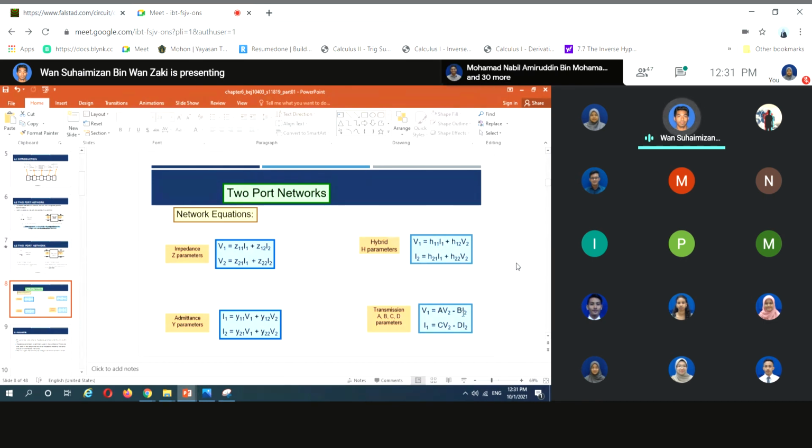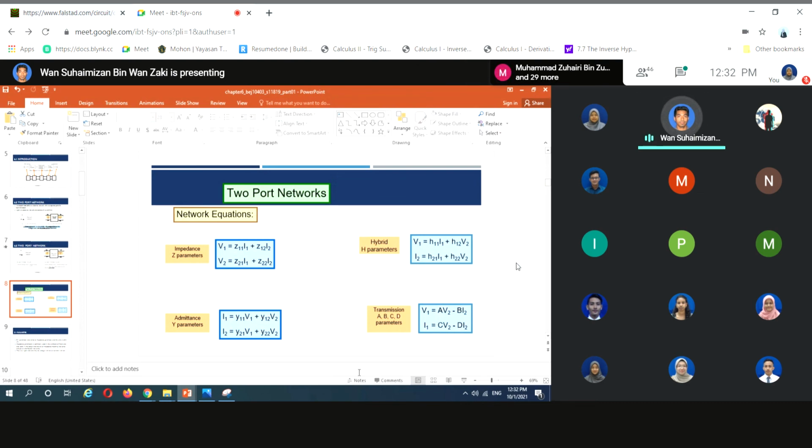For A, B, C, D, same thing here. You have V2, I2 means that both of tests will be at the output port. First test you set V2 equals to 0. By setting V2 equals to 0 means that you remove V2 in this equation. The rest is the ratio between V1, I1 and I2. Next, you set I2 equals to 0 by open circuit at port number 2, can get all these parameter according to the equation here lah, ratio between V1, V2, I1, V2 for example.